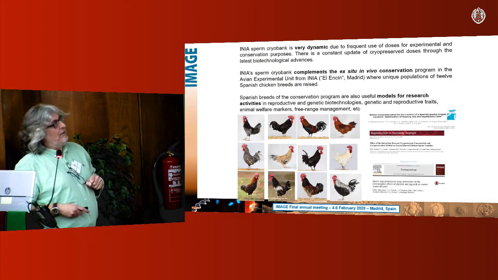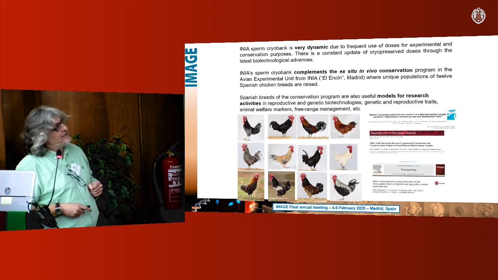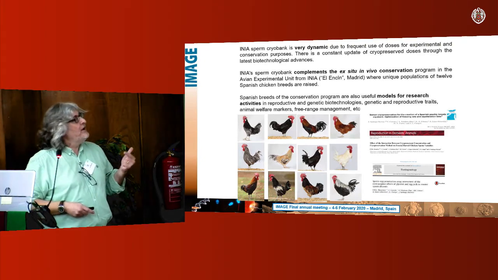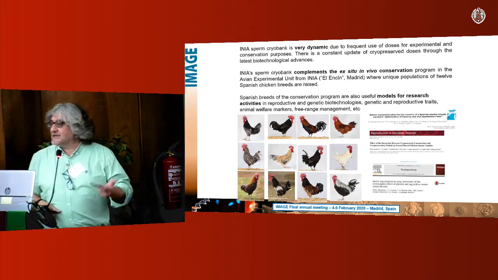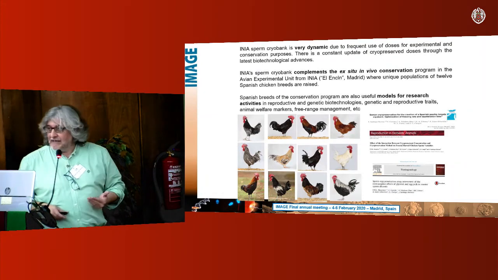And it is very interesting because we use these breeds as a model for research activities in genetics, in reproduction, looking for new animal welfare markers, and to study the different management systems, free-range management, etc.